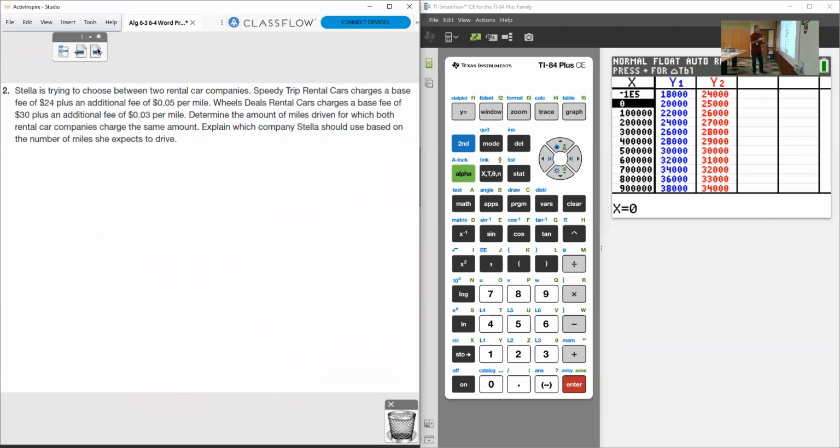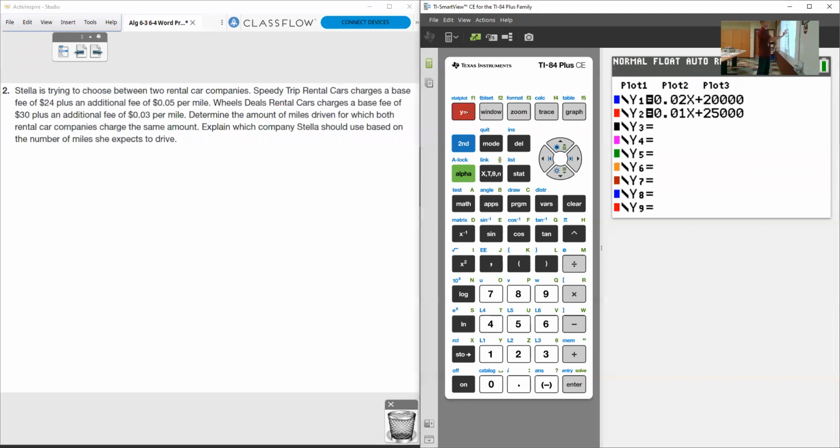Taking a look at the last question. Stella is trying to choose between two rental car companies. Speedy Trip Rental Cars charges a base fee of $24 plus an additional fee of 5 cents per mile. Wheels Deals Rental Cars charges a base fee of $30 plus an additional fee of 3 cents per mile. So in both of those companies, you are paying a flat fee plus some number of dollars per mile. So every mile that you go, you get charged an extra 5 cents or an extra 3 cents.